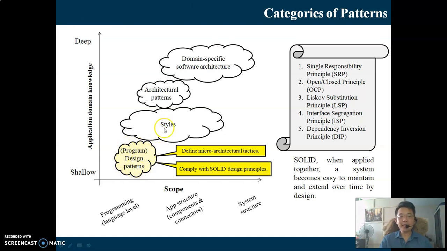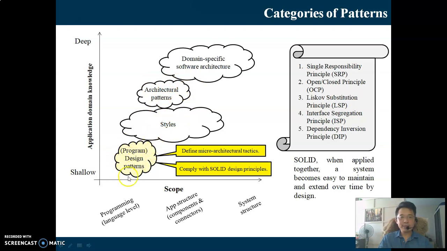Moving to the opposite end is domain-specific software architecture, which defines macro-architectural tactics. Domain-specific software architecture requires specific domain knowledge, such as shipping, banking, education, medical, etc., which makes it less reusable for other domains, except for a specific domain it is designed for. In between the two extremes are architecture styles and architecture patterns.